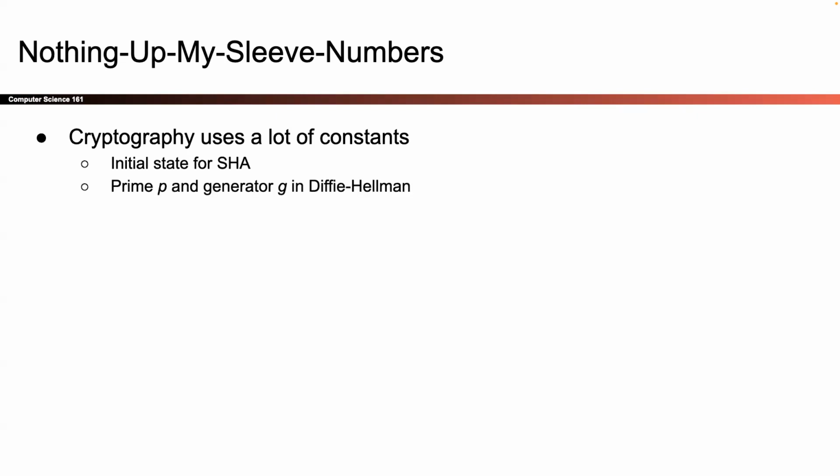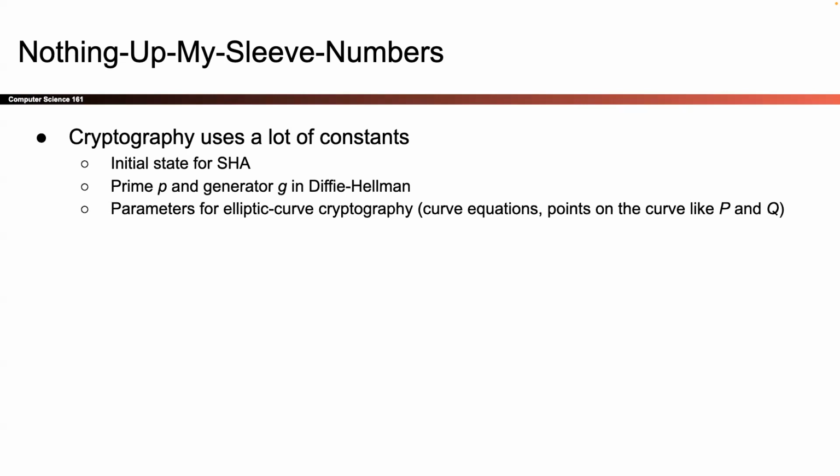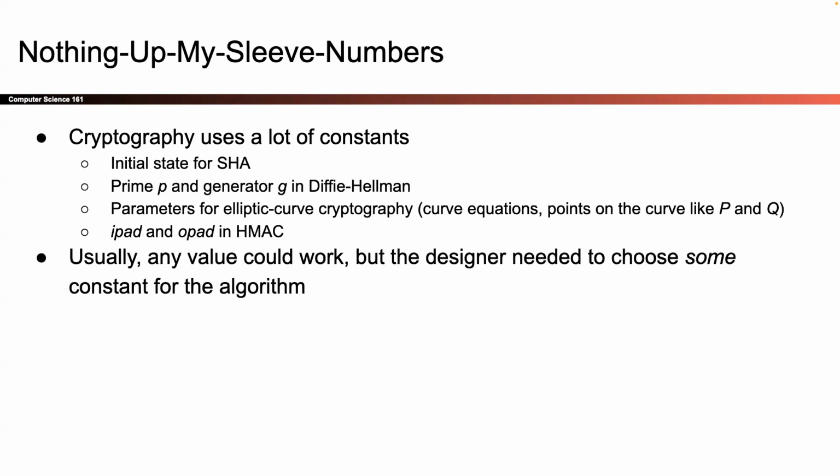There are some other ones, like in Diffie-Hellman. Everyone uses the same P and the same G. It's a public constant value that everyone can know. Or think about elliptic curve Diffie-Hellman, those also have constants that everyone has to know. In the HMAC, do you remember the ipad and the opad? Those were constant values that were just written on the slide. They were constants. And in a lot of these cases, lots of different values would work.